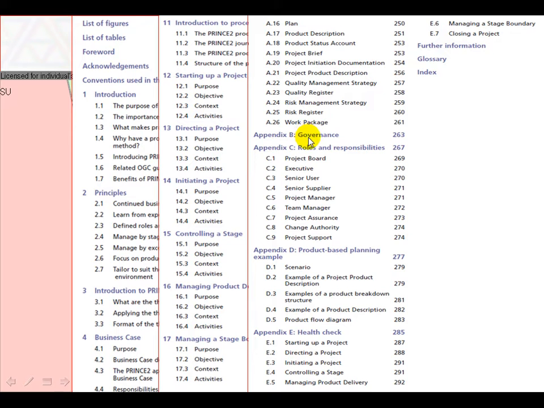Appendix B discusses governance. Appendix C sets out the 9 roles and responsibilities that a PRINCE2 project requires to be resourced in some fashion. Appendix D extends the idea of the planning theme by talking to us about the product-based planning technique. Appendix E provides a set of questions to ask to determine whether Prince is being well applied, in other words, to perform a health check. And then Appendix G is the glossary.